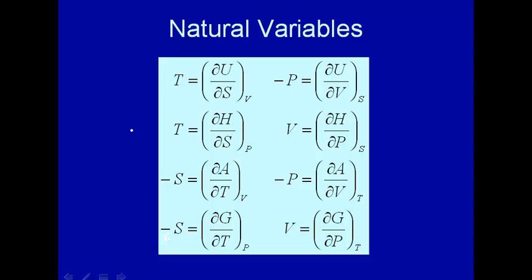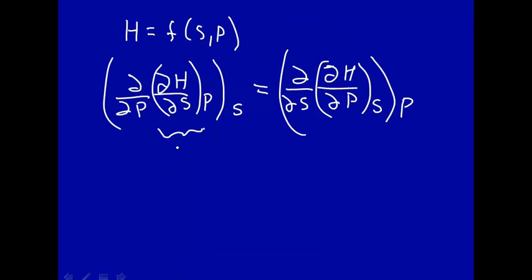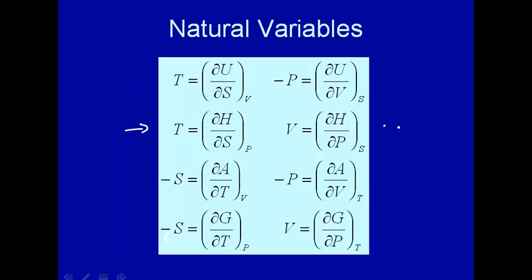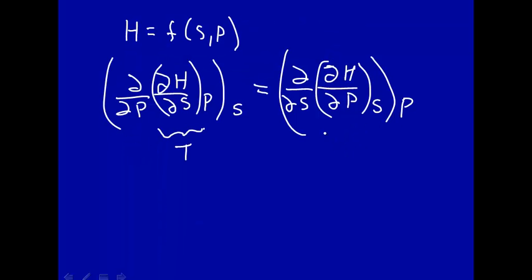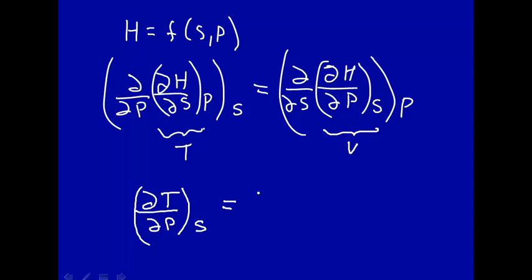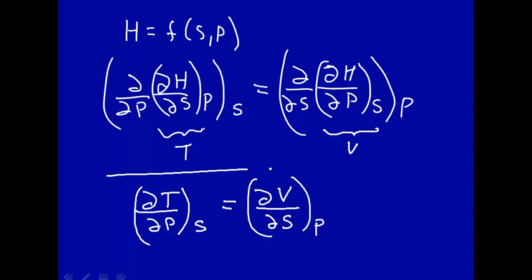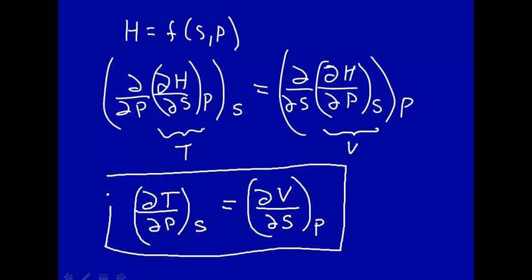How H changes with S at constant P is temperature, and how H changes with P at constant S is volume. That's volume. So here's another Maxwell relation. How temperature changes with pressure at constant entropy is equal to how volume changes with entropy at constant pressure. That's kind of cool. Another Maxwell relation. Let's do the third one.